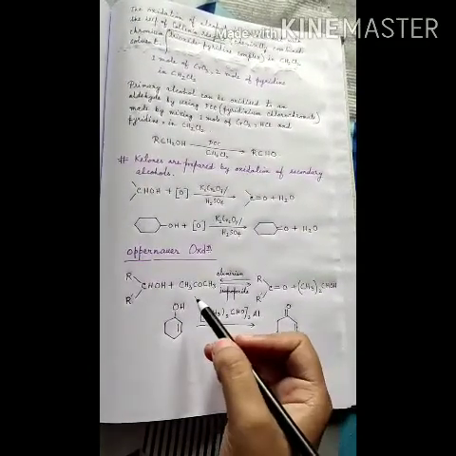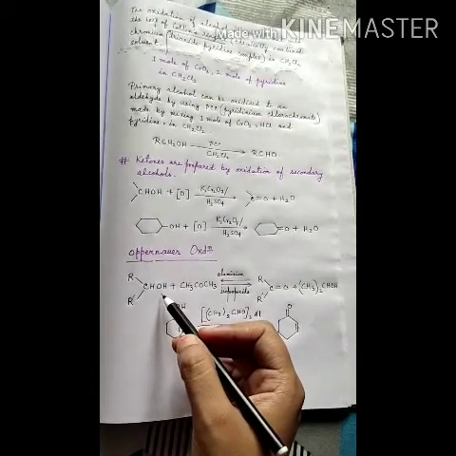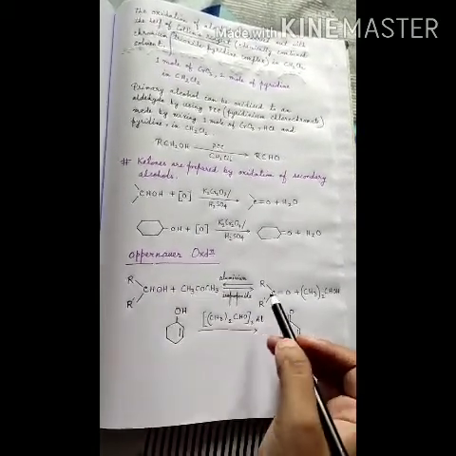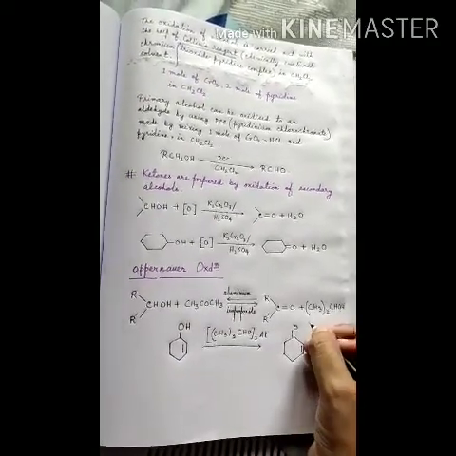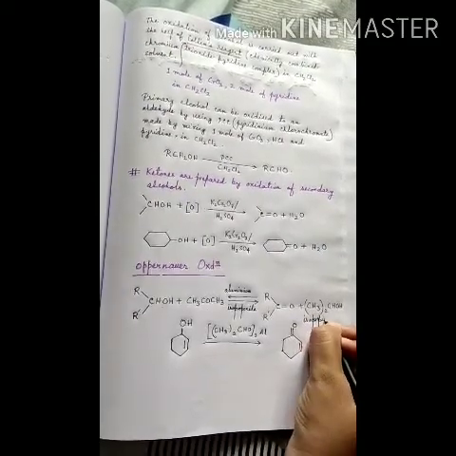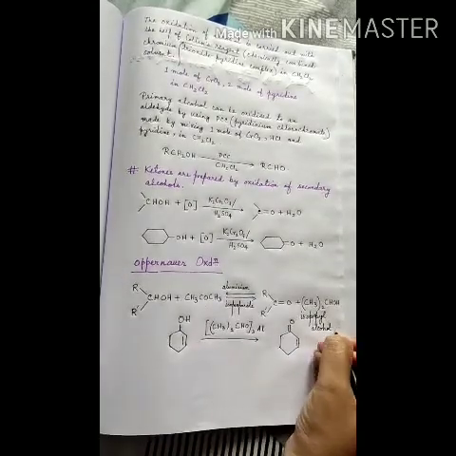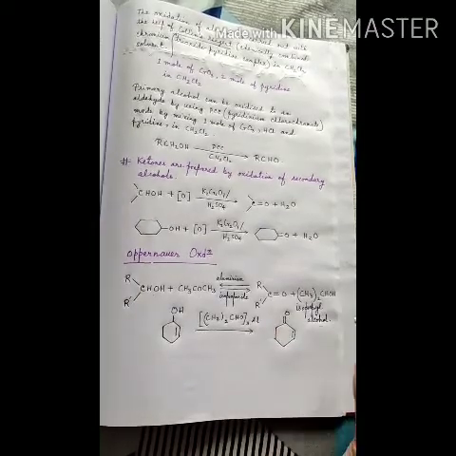I want to repeat one thing in this process, Oppenauer oxidation. Here the oxidation reaction is taking place in such a way where this alcohol is getting oxidized to ketone and the acetone is getting reduced to isopropyl alcohol.